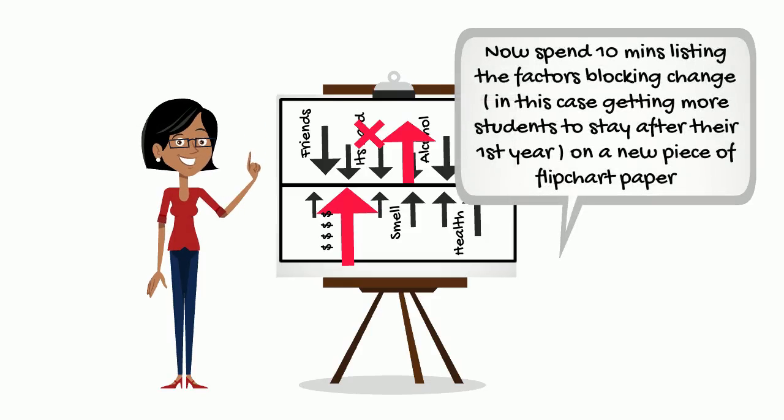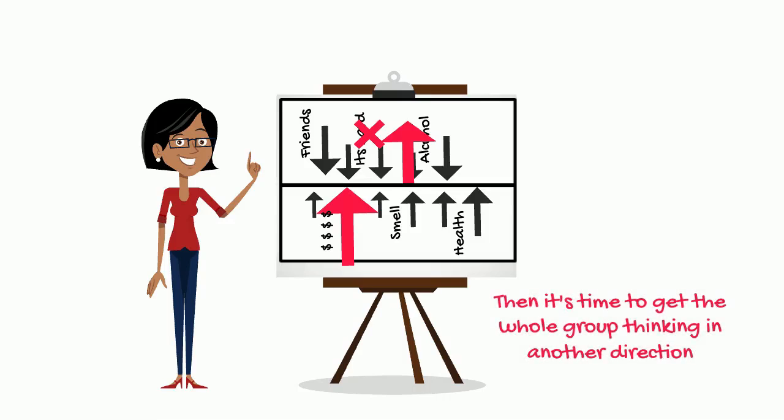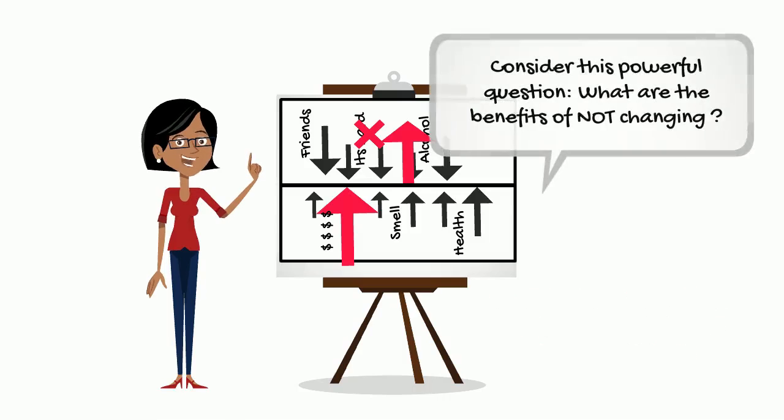Now ask the subgroups to spend 10 minutes listing the factors blocking the change, in this case getting more students to stay after their first year, on a new piece of flip chart paper. Once that's done, it's time to get the whole group thinking in another direction. Ask them to consider this powerful question.